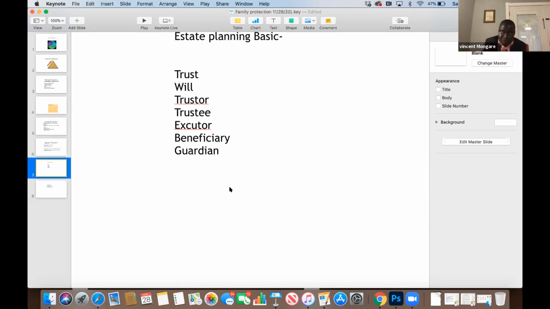So what you need to know is how your assets are going to be distributed, and therefore you are the one creating the documents. Who is the trustee, and the will? Within the will, who will be the executor? Who will be the beneficiary? And the guardian, for those who have kids who are 18 and below: who will take care of your kids when you are not there?